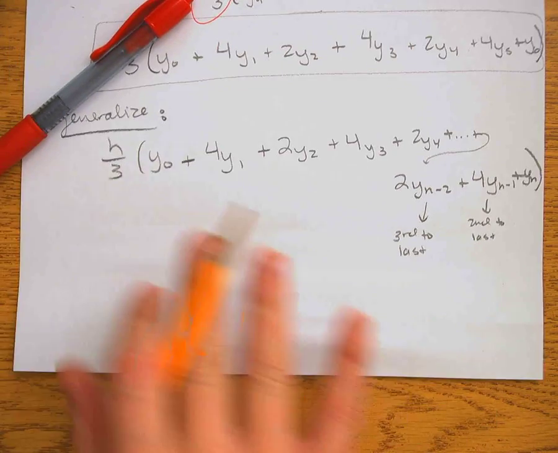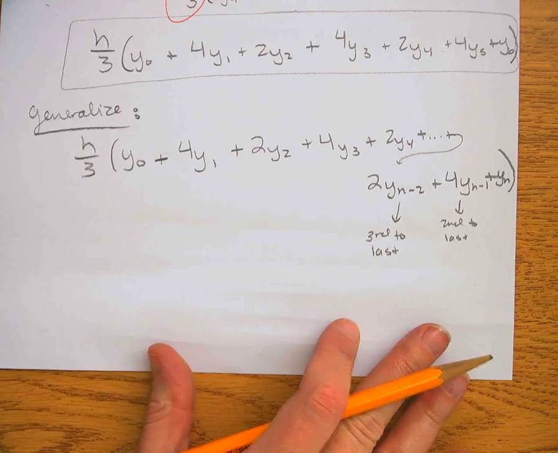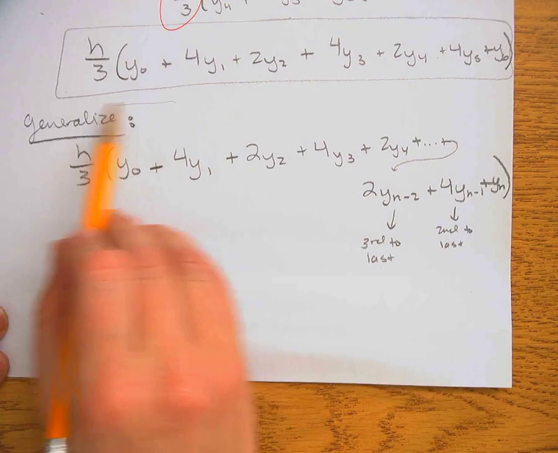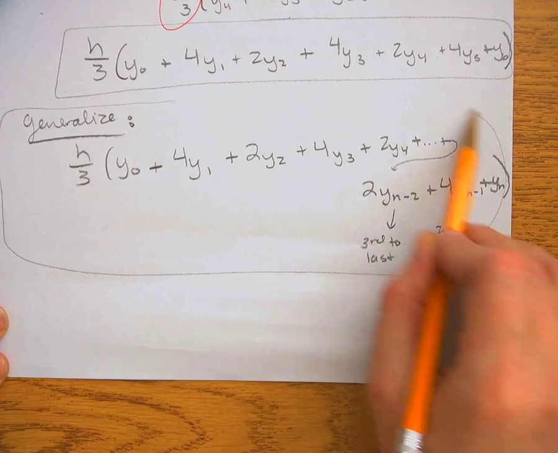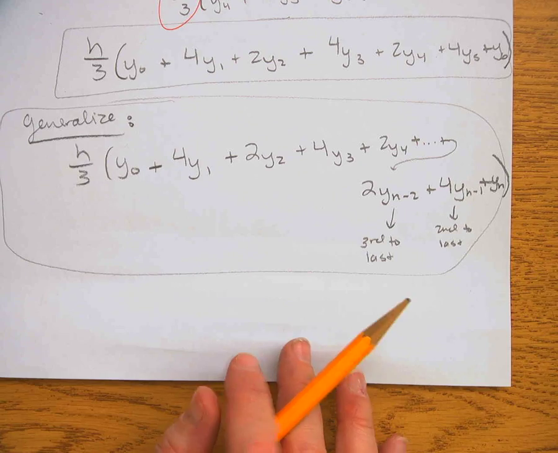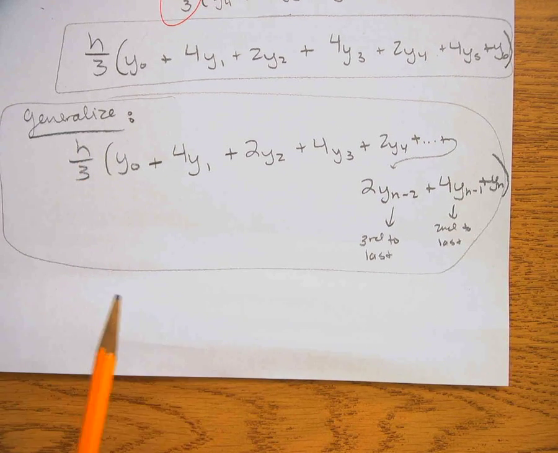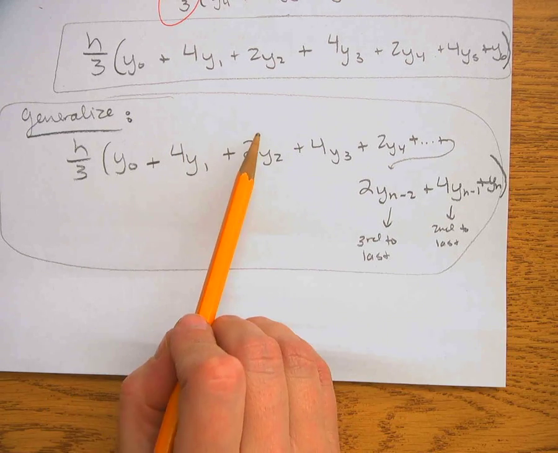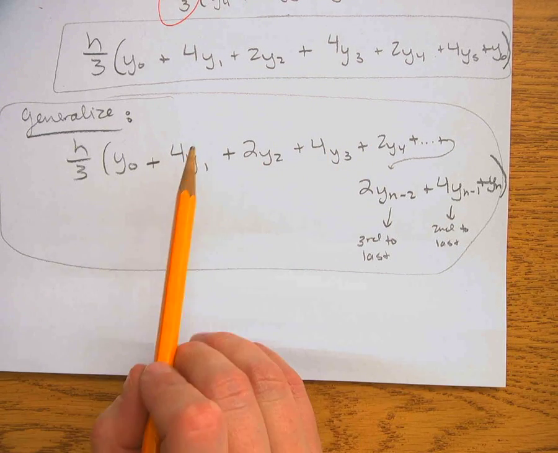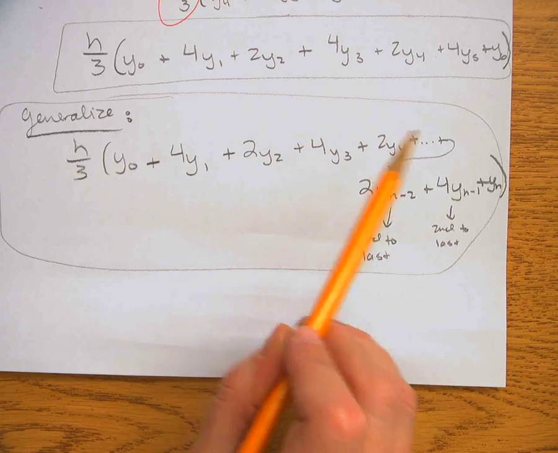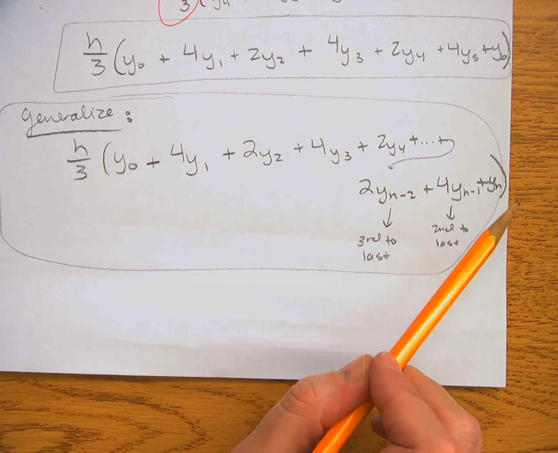So this right here is the general rule for Simpson's rule. Very similar to trapezoid. It's just now you're taking those changes in x and dividing by 3 instead of 2. And then the middle y values are alternating between 4, then 2, then 4, then 2, and so on, and then 2, 4, 1.